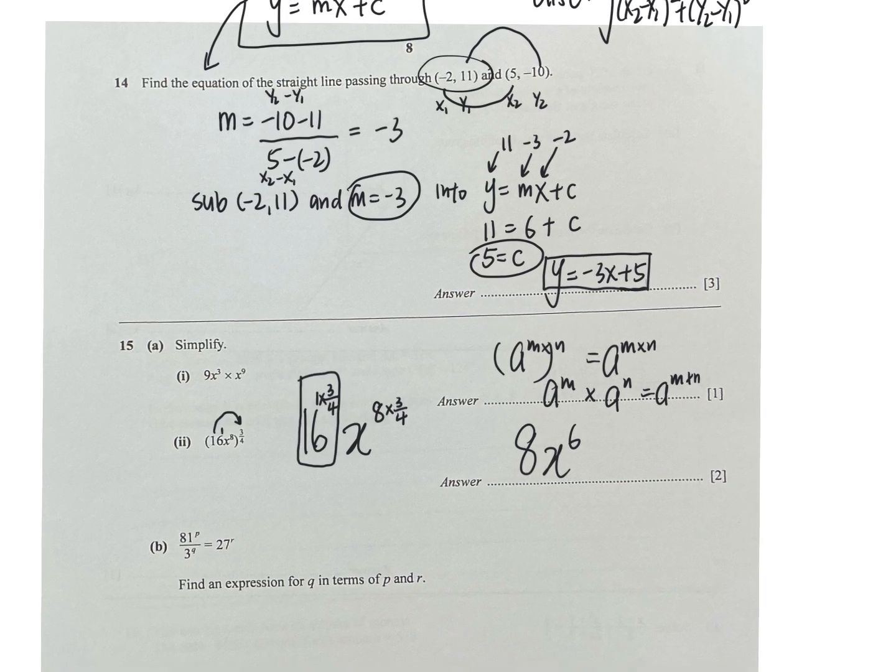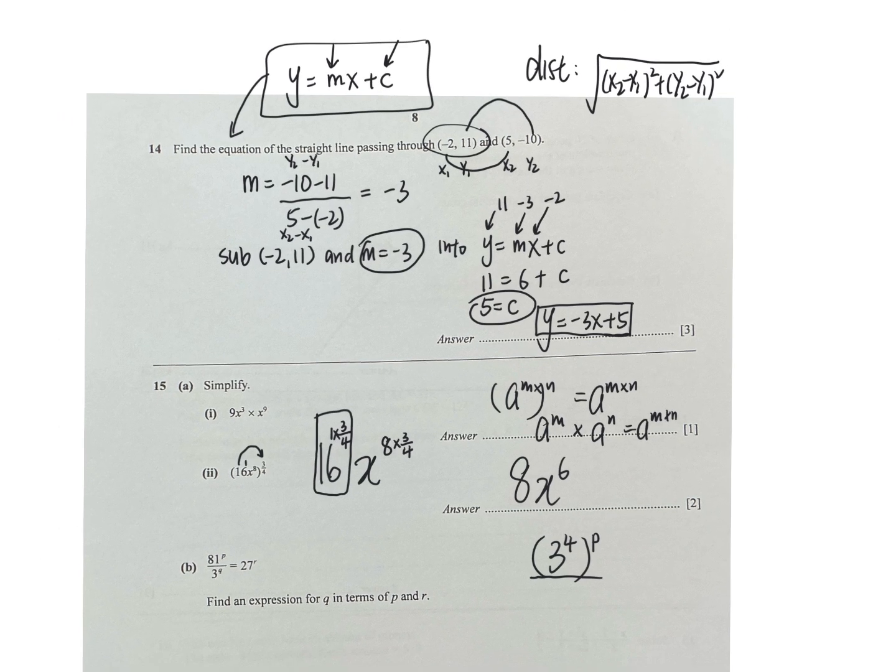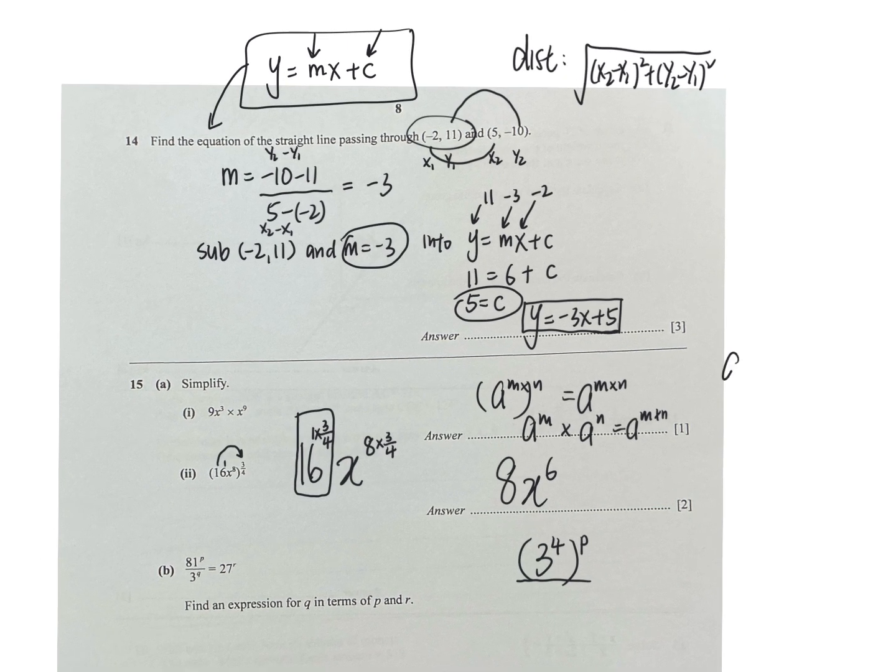Okay, part B. Part B, remember, 81 is 3 to the power of 4. Sorry, which question? Oh, this one. 9x cubed times x^9. So 9 times 1 is still 9. X cubed times x^9, you add the power. So it's 9x to the power of 12. Number deals with number, letters deals with letters.